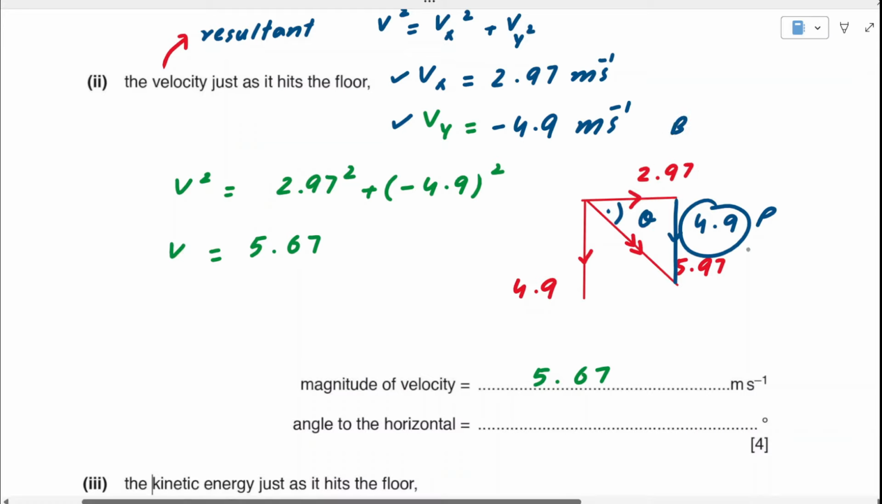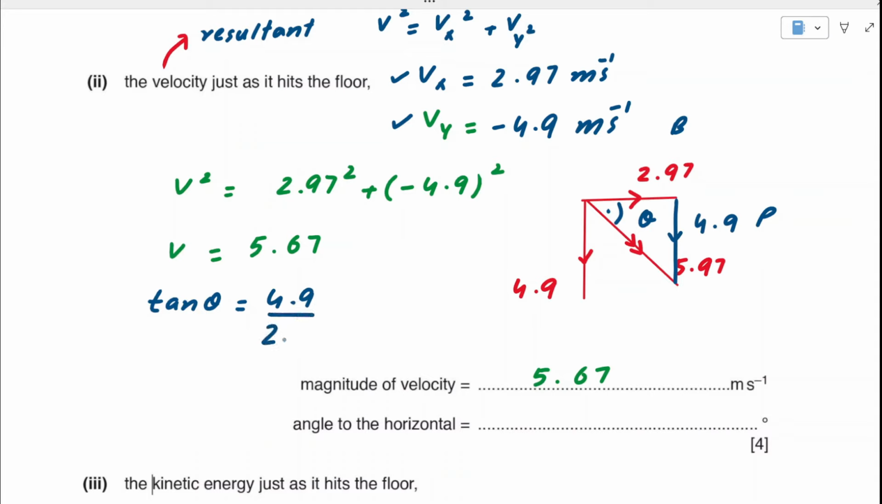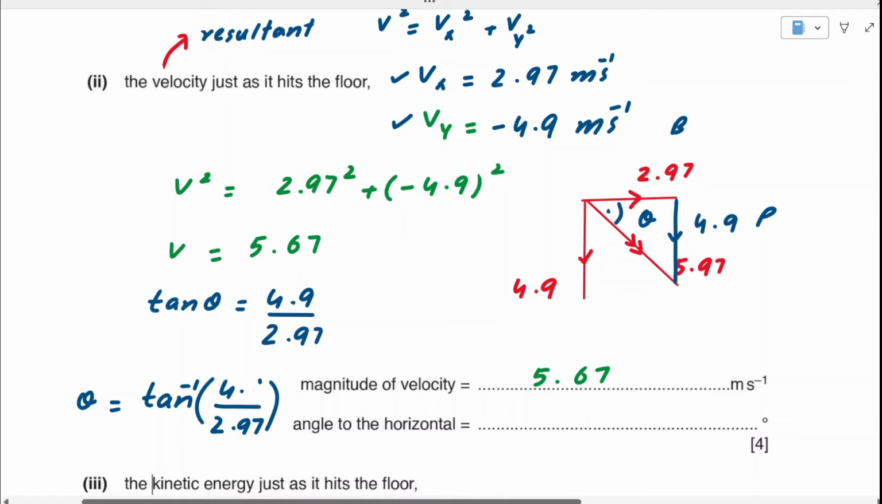You can use tan theta. So tan theta equals perpendicular divided by base, then theta equals tan inverse of this whole thing. Degrees, the unit is already there. If you want to write it in 2SF, it should be 59.